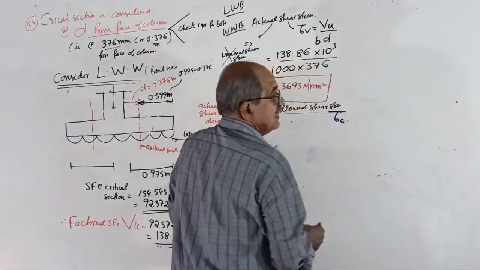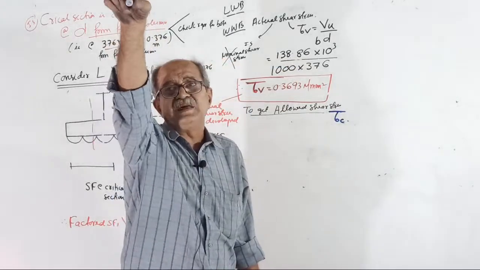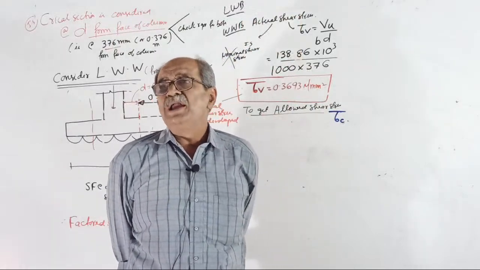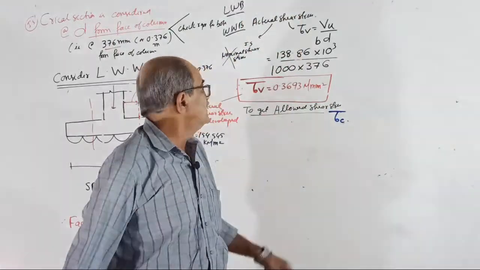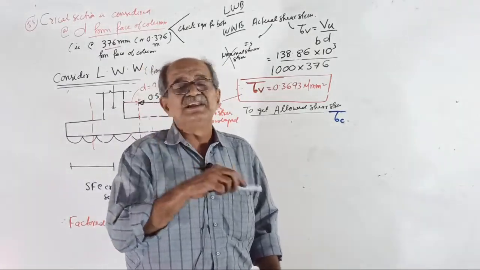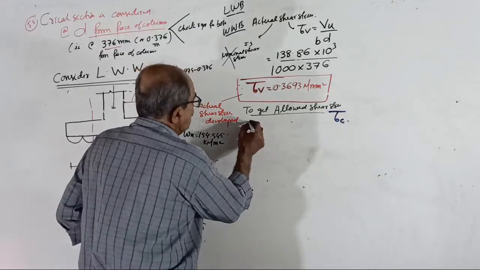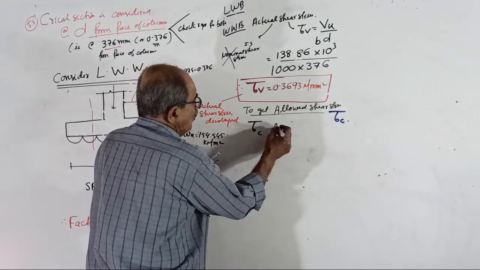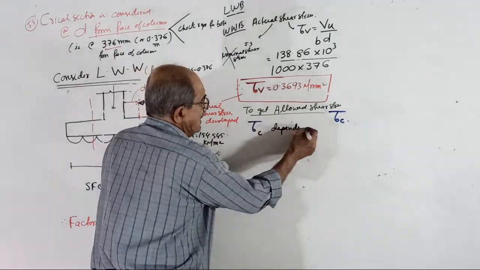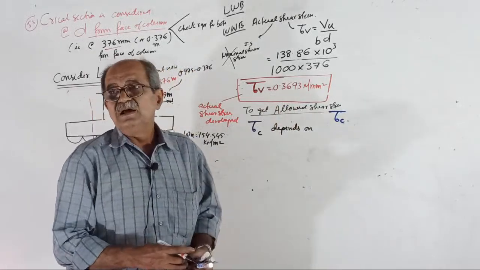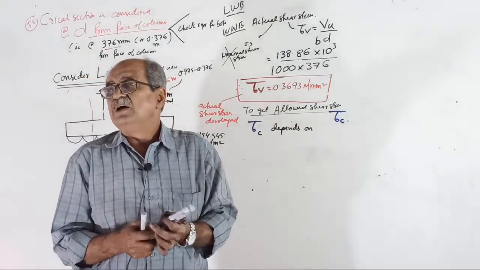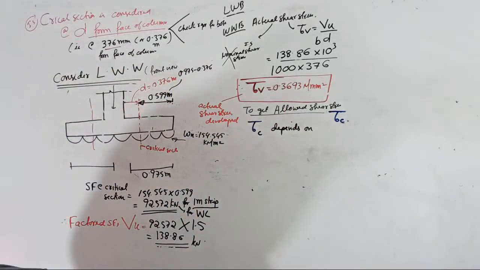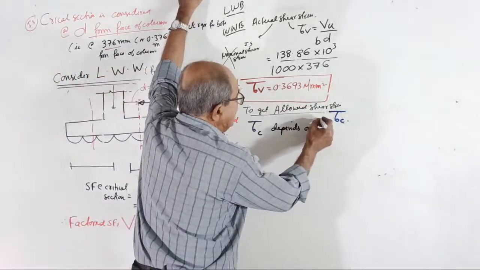Tau C. This tau C is not the tau C from before. For punching shear, your tau C was 0.25 root fck. No. This tau C is for diagonal tension shear. Tell me, tau C depends on what? Tau C depends on, fast answer. This is your usual shear, not punching shear. This tau C depends on PT provided, not Ast.